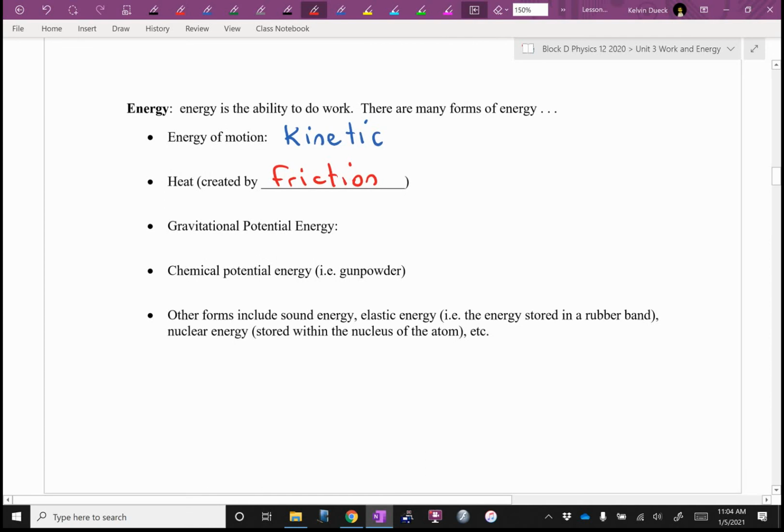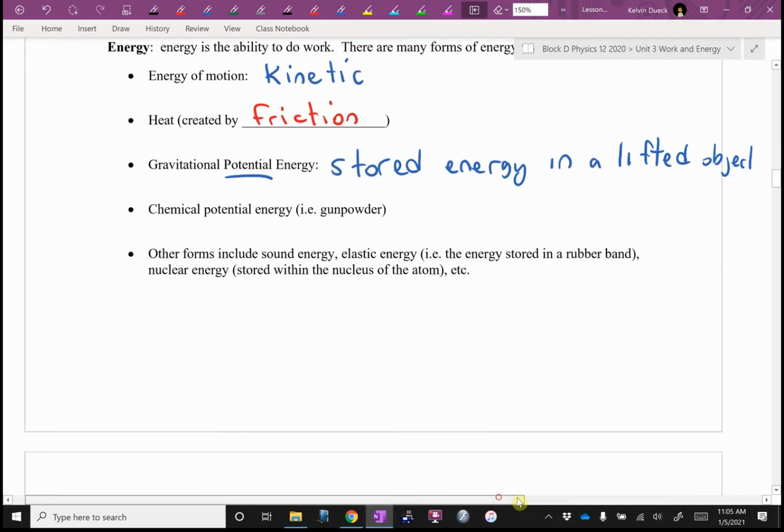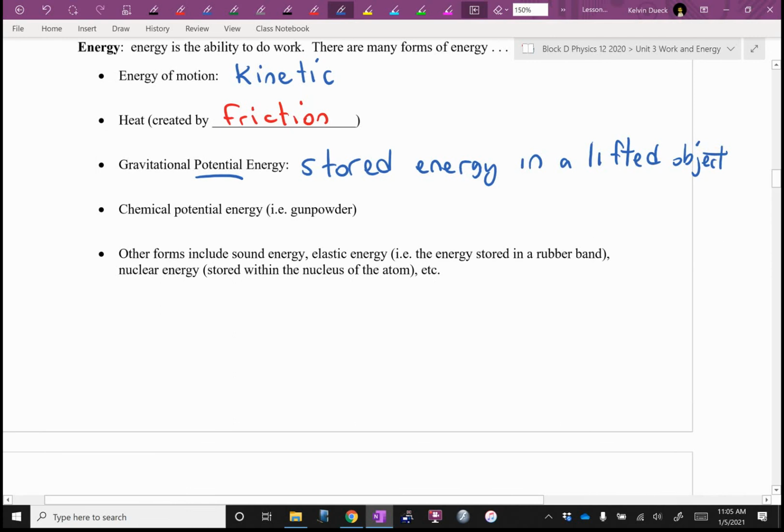There's gravitational potential energy. This is energy that you store when you lift an object. Stored, that's what potential means. Stored energy in a lifted object. It's energy that an object has due to its position. Any type of stored energy is called potential energy.